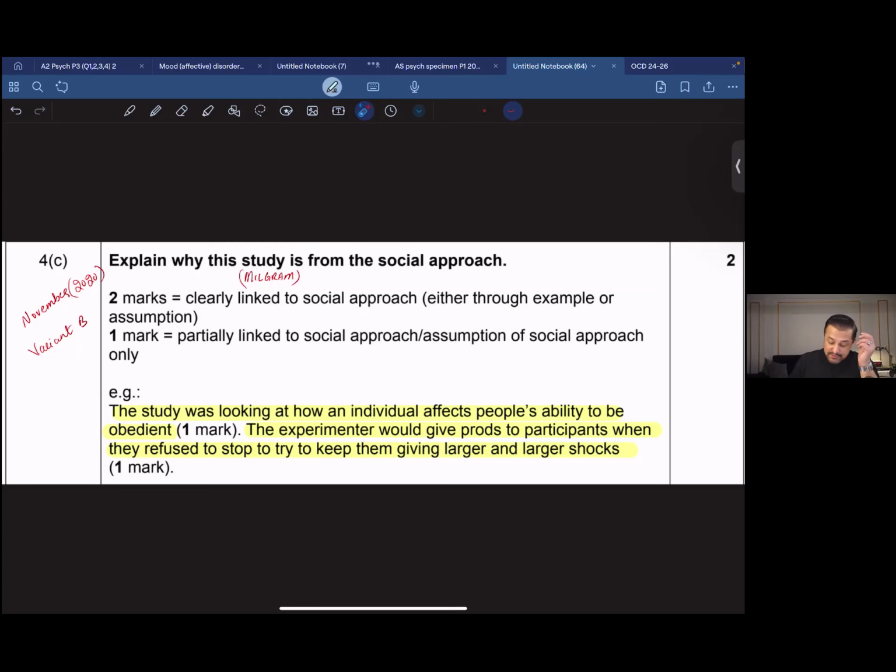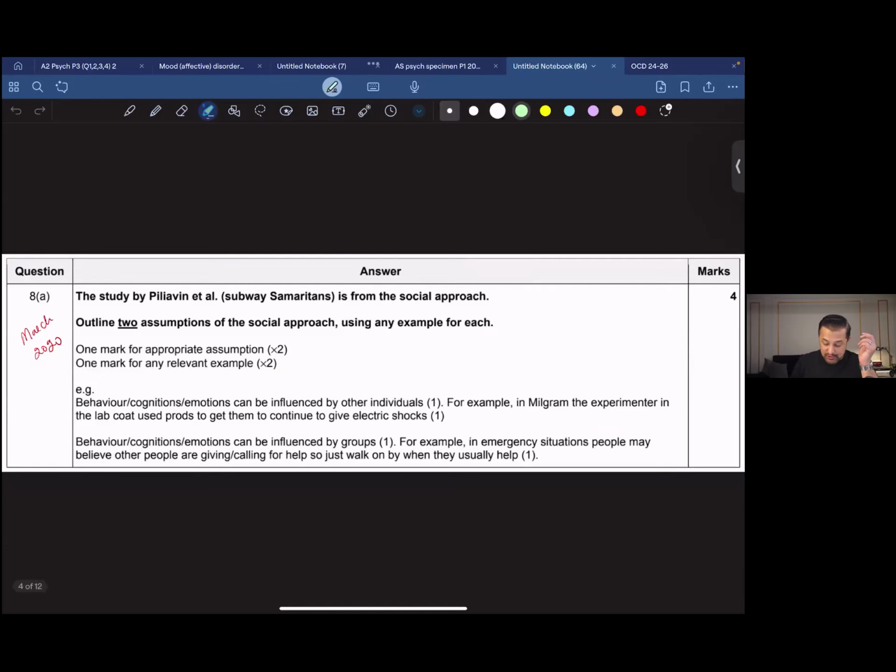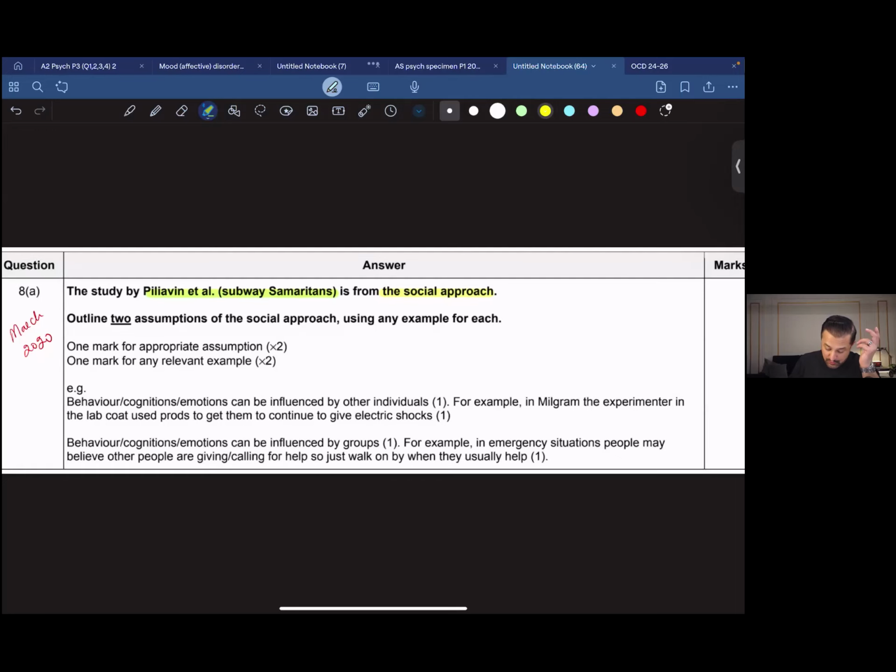Now, moving on to the second question that we have over here. The second question over here reads, the study by Piliavin et al. is from the social approach. Okay, we know that. Outline 2 assumptions of the social approach using any example for each, right? So this was a question that we had in March 2020. This is a 4-mark question.